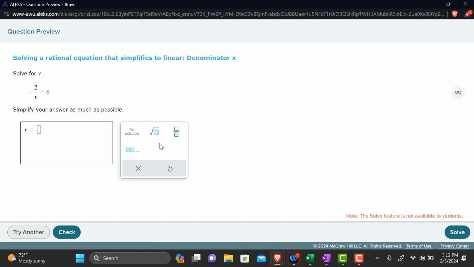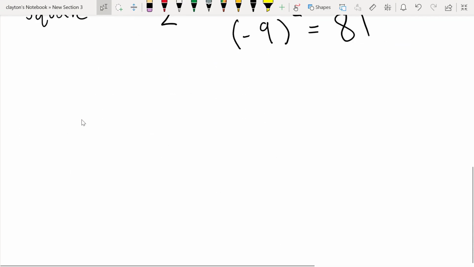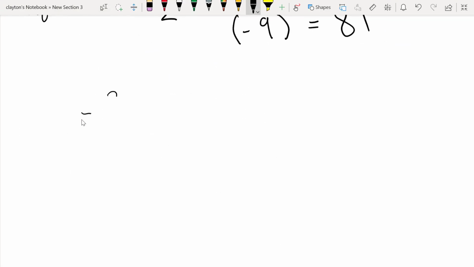Solving, let's see, what is this called? It says solving a rational equation that simplifies to linear. Okay, so we're just solving for v here. This is negative 2 divided by v is equal to 6. And we want to solve for v.